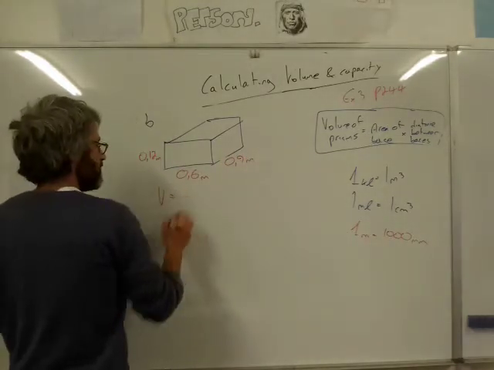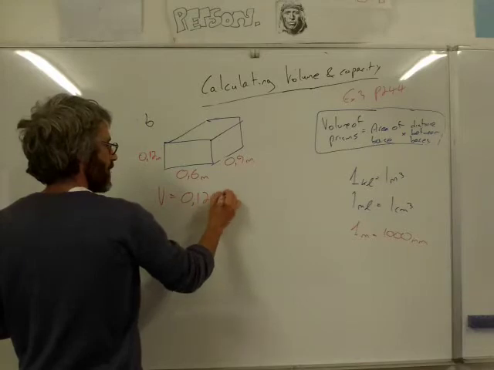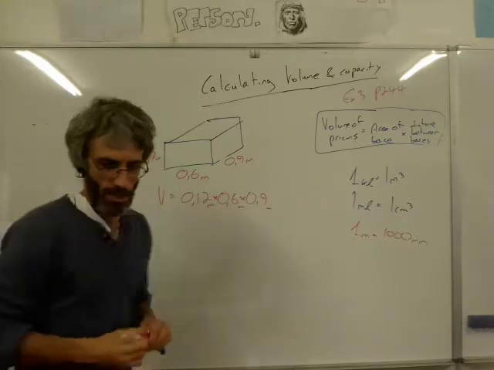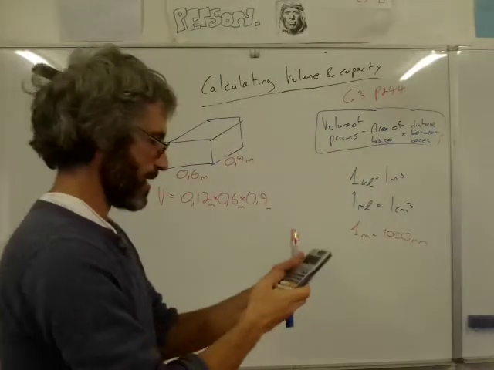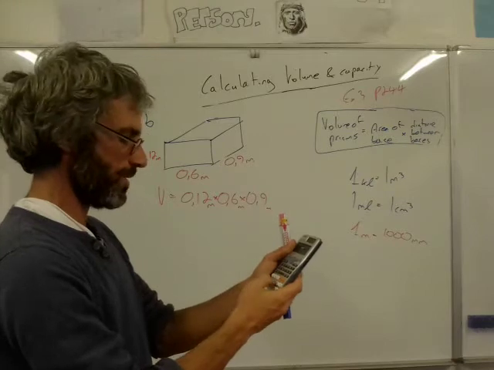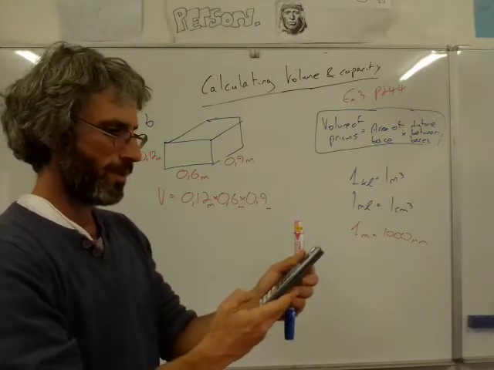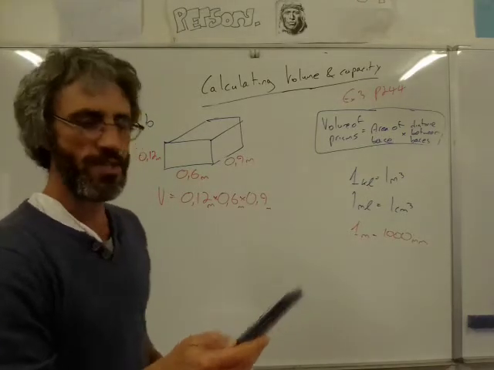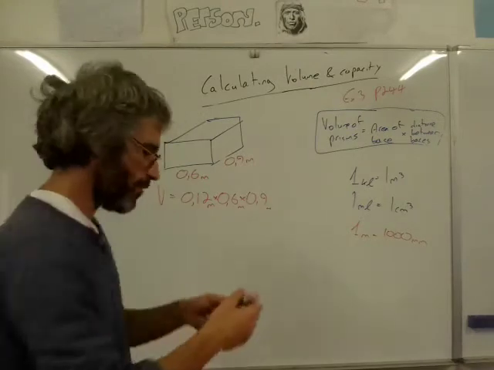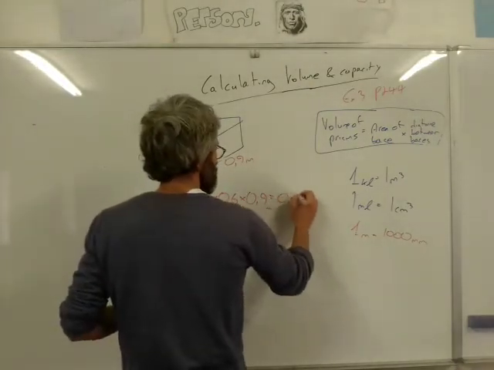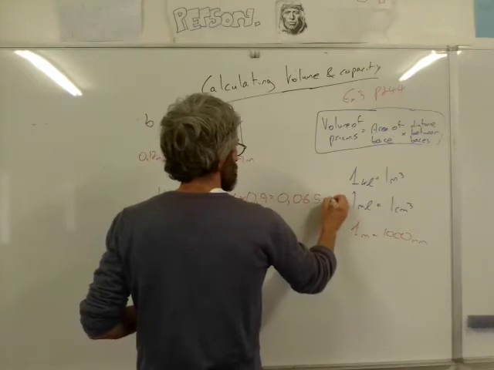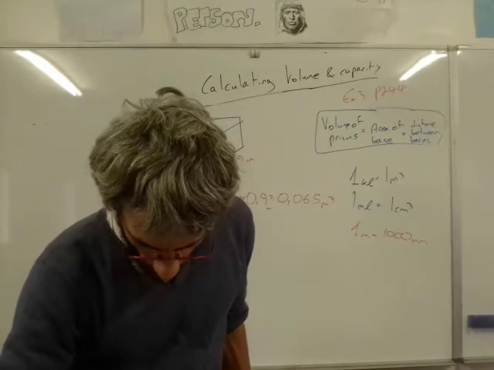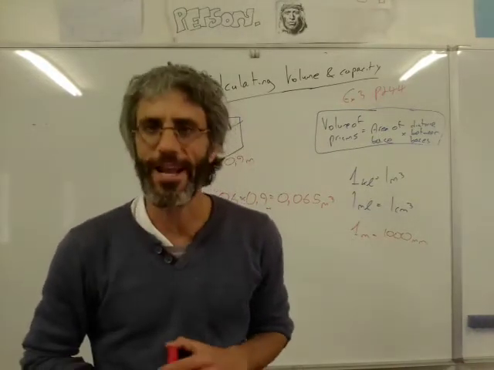So if I want to calculate the volume, it's going to be 0.12 times 0.6 times 0.9. They're all in meters. And then put that in the calculator. 0.12 times 0.6 times 0.9. I get 0.065 if I round it up. So it's going to be 0.065 meter cube.